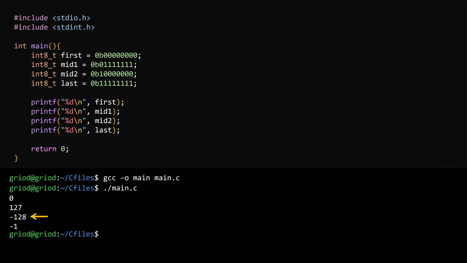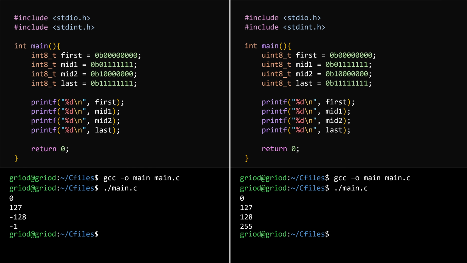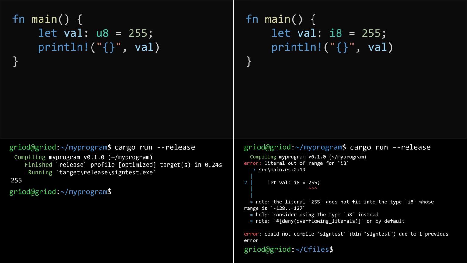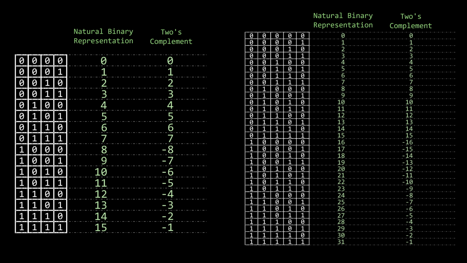Now, I want to show you what happens when we assign the exact same bit sequences, but declare the variables as unsigned 8-bit integers. This time, there are no negative values. Because we declared the variables as unsigned integers, every possible bit sequence is interpreted as a non-negative number using its natural binary representation. This also explains why some positive numbers that can be represented by an unsigned integer of a certain length cannot be represented by a signed integer of that same length. When a variable is interpreted as signed, roughly half of the available bit patterns are used to encode negative values. Consequently, fewer bit patterns remain available for positive values.